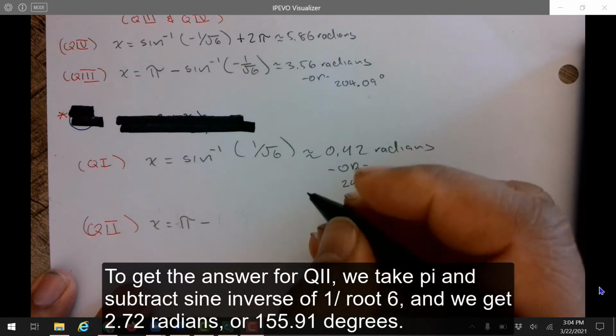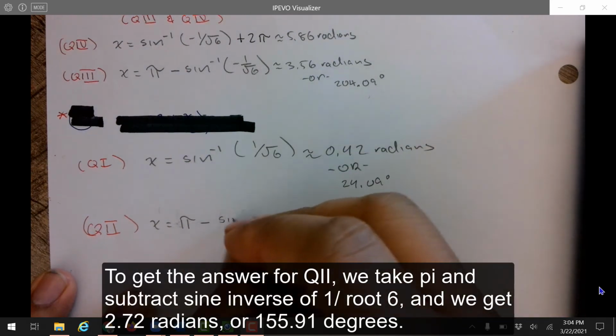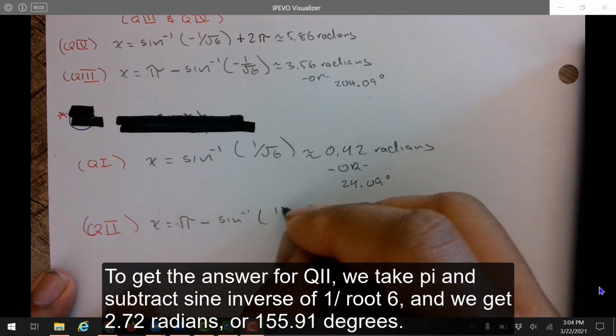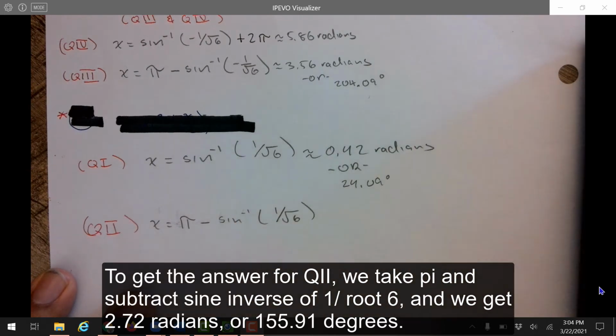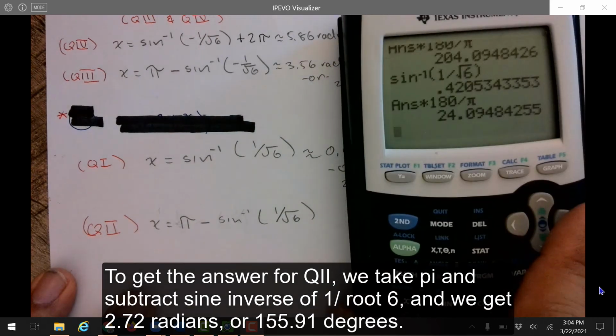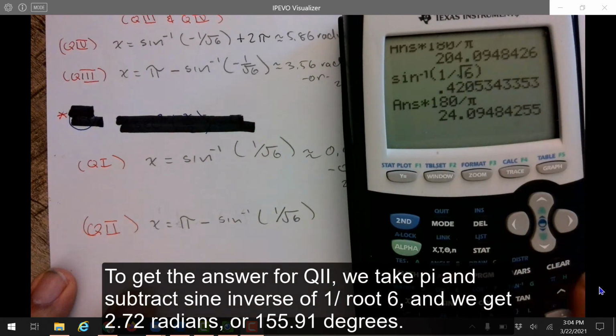To get the answer for quadrant 2, we take pi and subtract sine inverse of 1 over root 6, and we get 2.72 radians, or 155.91 degrees.